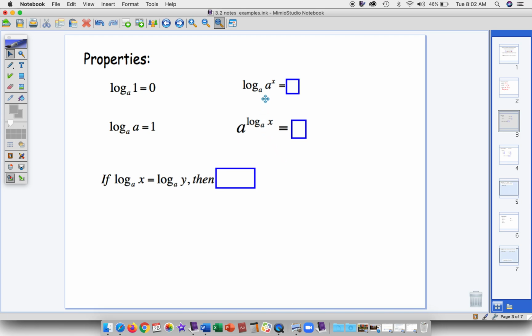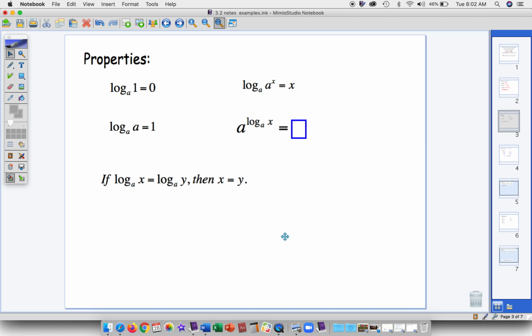The log base a of a to the x is just equal to x. So what I'm really being asked here is a to what power equals a to the x? It would have to be the x power. Let's go down and do this one next. If log base a of x is equal to log base a of y, then, so if we have the same bases, the only way that's going to be equal is if x equals y.